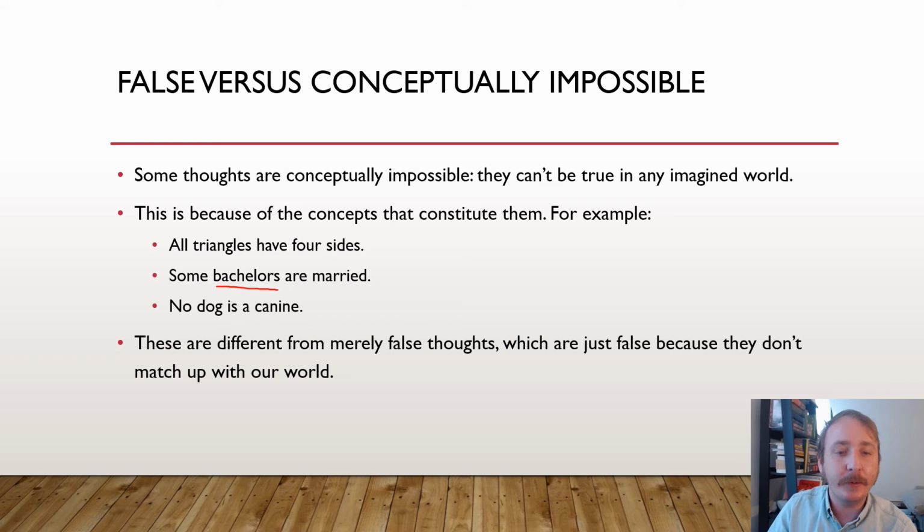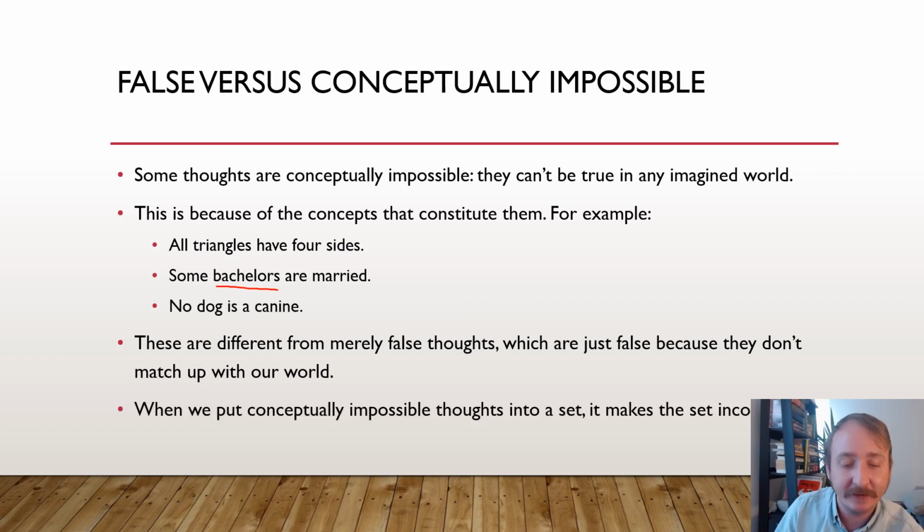So it's important to distinguish these kinds of thoughts from thoughts that are merely false. A thought that's false just doesn't match up with the world, but a conceptually impossible thought is one that couldn't match up with any imagined world, right? And remember, if you put a false thought into a set with other thoughts, it can still be consistent as long as it doesn't contradict the other thoughts. The set of beliefs can still be consistent. But a conceptually impossible thought will always render any set that you put it into inconsistent.